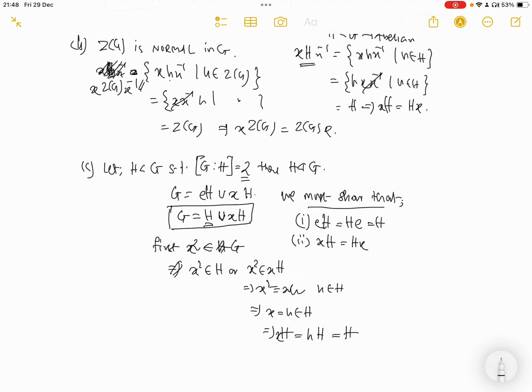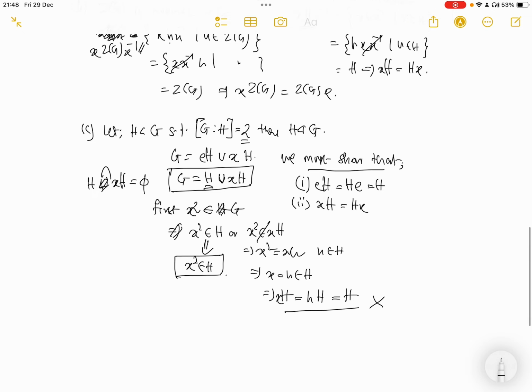But that is a problem because these are distinct cosets, H and XH are completely disjoint. So that is not true. So x square is not in XH. So the only other option is x square is in H. Right?